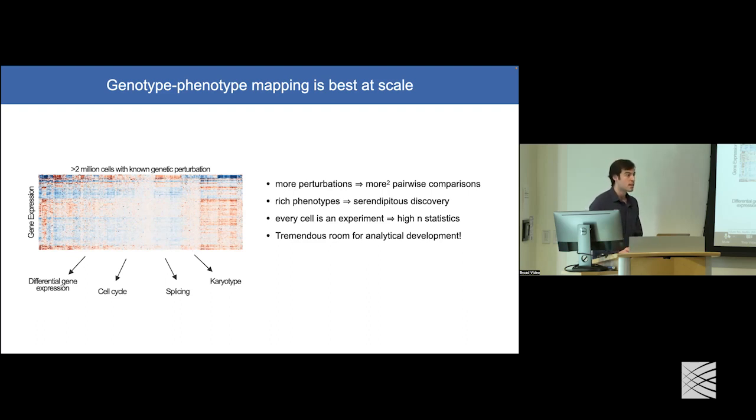I didn't get into this too much here, but because this is an internally controlled experiment, and we can essentially treat every cell as an independent experiment in our statistical analysis, we have very high N statistics, and therefore we have quite a lot of capital P Power in our analysis. But there's still really tremendous room for analytical development to help make sense of these really complex data sets.